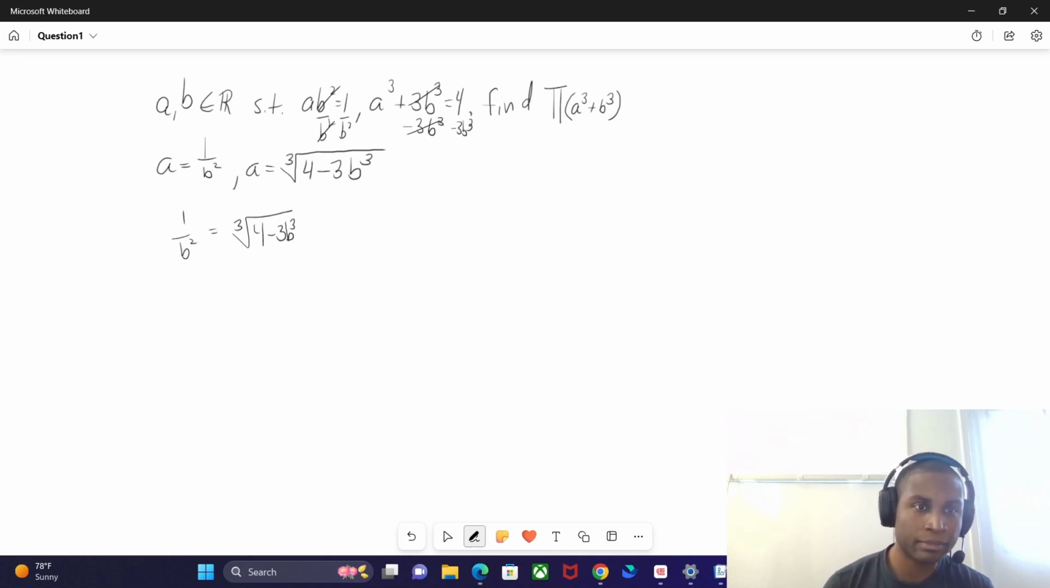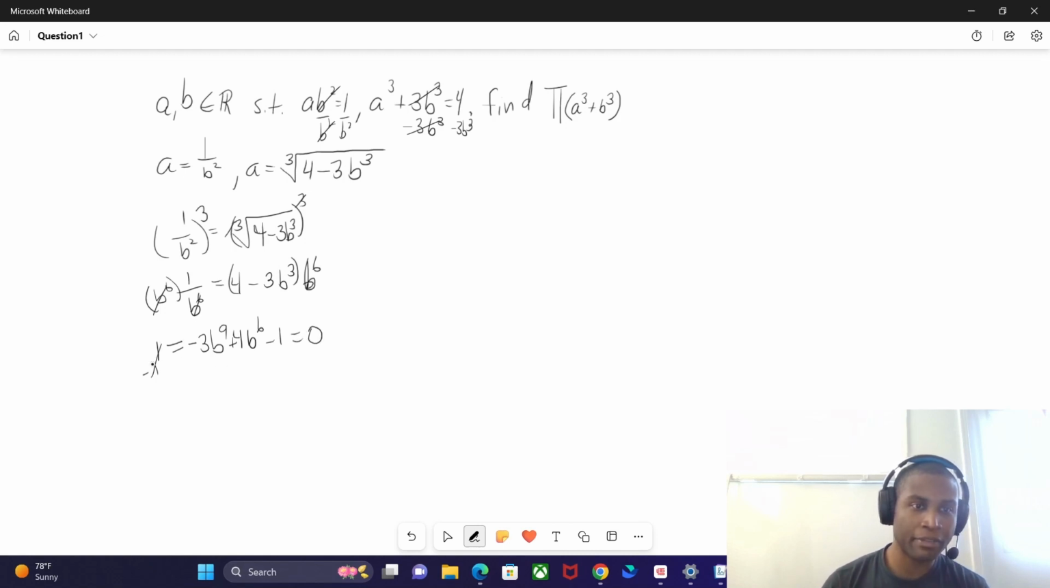So let's do that. First things first, let's get rid of this cube root, so let's cube both sides. Next, we need to get rid of this b to the 6th in the denominator by multiplying both sides by b to the 6th. 1 equals 4 times b to the 6th minus 3b to the 9th. I'm going to put that term first. We can go ahead and subtract 1 from both sides to get this equal to 0.